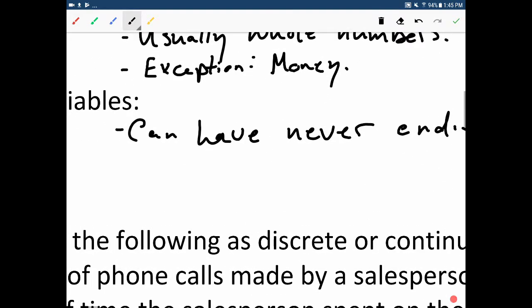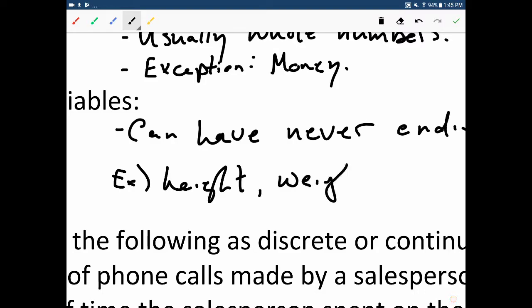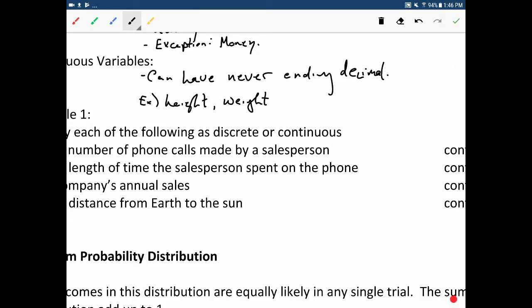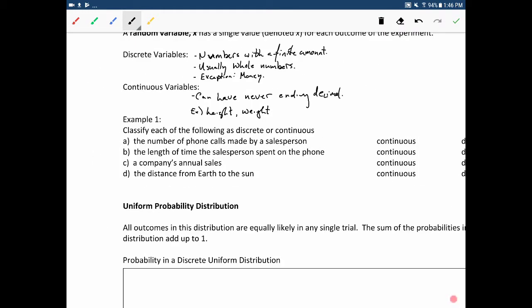So for instance here, we could have height and weight, any distance or anything like that. The idea here is that no two people are going to be exactly the same height. One person's taller and one person's shorter. It's just how accurately do you want to measure, right? If your measurement tool goes to 1 billion decimal places, then you can measure it to 1 billion decimal places. You could go even further. It's just usually we don't measure that accurately.